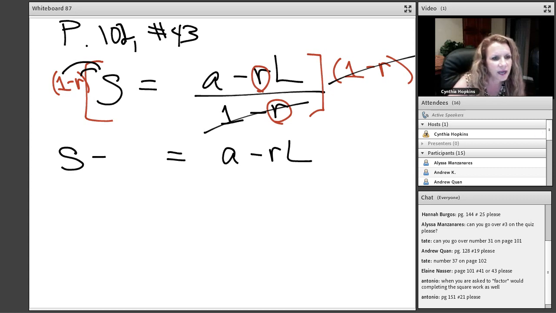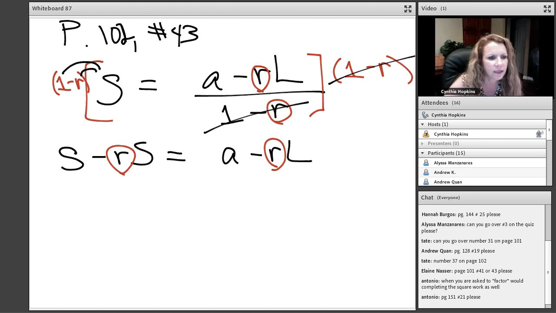On this left side, I'm going to distribute the s. See what I just did? I showed the little arcs like that. So I distribute to the 1, and then I'm going to write minus lowercase r, capital S. Okay, and I'm going to go back and circle my little r's.